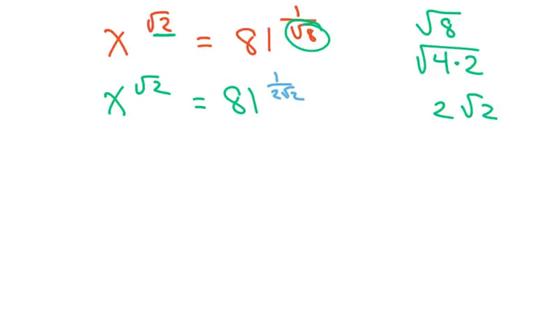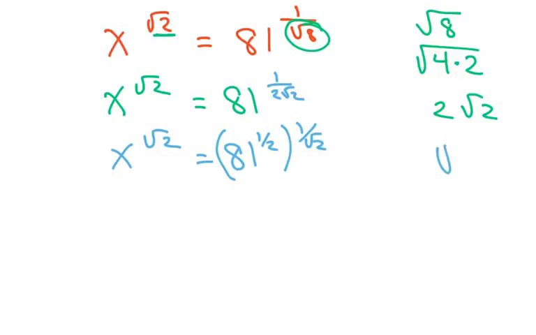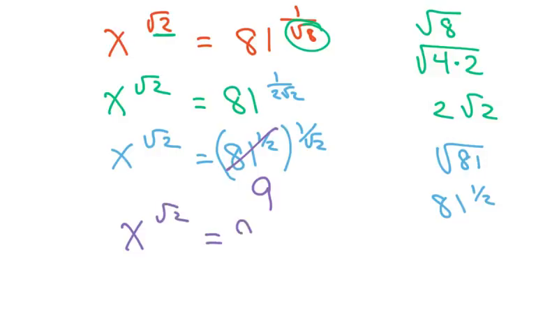Now what I'm going to do is, you can do this in several ways, I'm going to go ahead and pull out the 1/2. So I'm going to write this as x to the square root of 2 equals 81 to the 1/2 times 1 over square root of 2. Again, 81 to the 1/2 is the same as square root of 81, which is 9. It just looks nicer. So we have x to the square root of 2 equals 9 to the 1 over square root of 2.